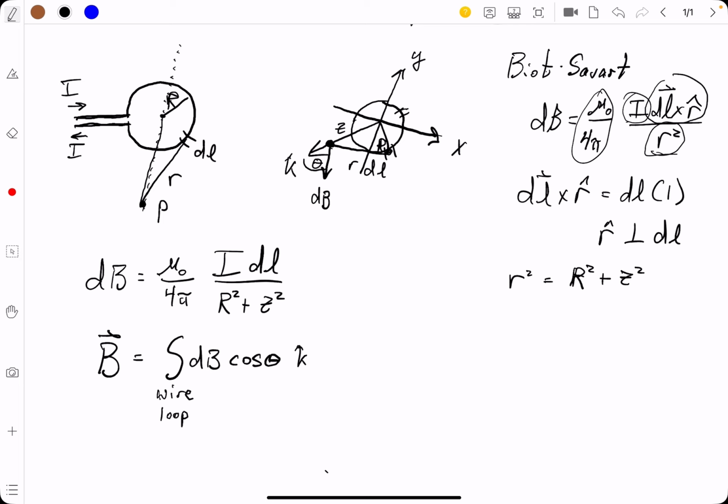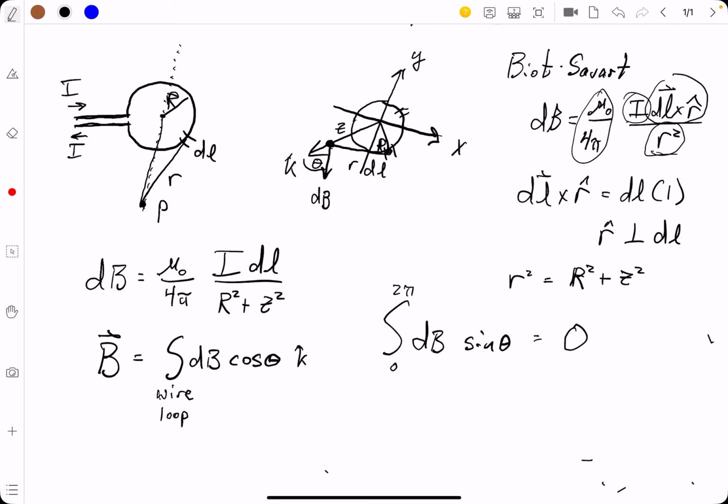Anything that is dB sine theta, all of those contributions are going to cancel out because we're going all the way around the loop. So the sine of theta, if we add all of those things up, we integrate from 0 to 2 pi, we're going to end up with 0. So none of the contributions in the sine direction.